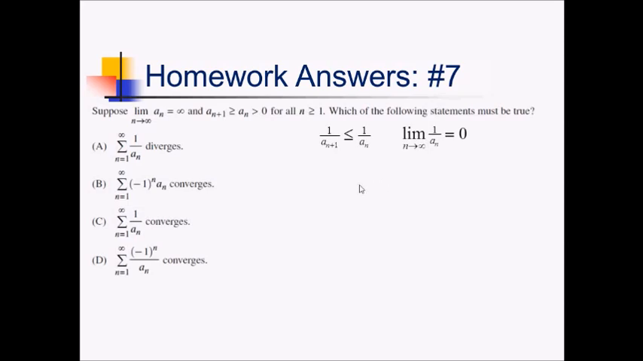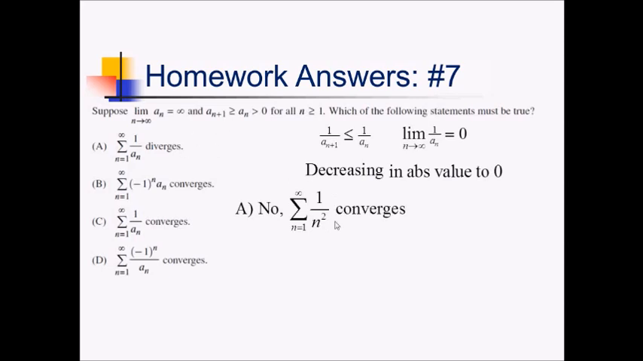So all of this is to say that if we have 1 over a sub n, like we do in answer choices C and D, then we have a term that is decreasing in absolute value to 0. So that might be important. Now let's go through these answer choices. So answer choice A, 1 over a sub n diverges. Well, this may or may not be true, but we can find a counterexample. Let's say we had 1 over n squared. 1 over n squared is a p-series of 2 that converges, not diverges. So that's going to be no for answer choice A.